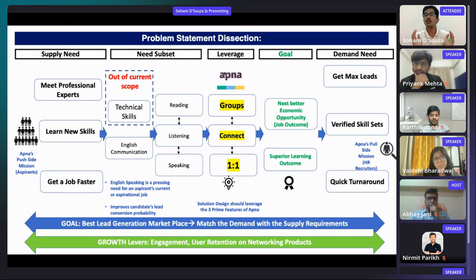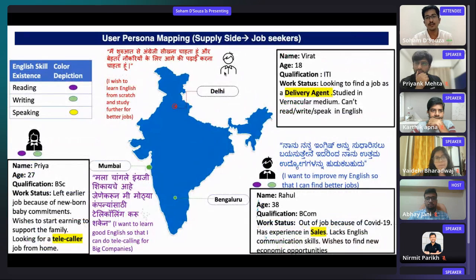So it gave me a good insight that I do not have to build a Duolingo-like application. That's not what Apna is. I do not want to build a Cake-like application either. And these were my end goals, with the growth levers being engagement and retention. These are certain archetypes I mapped, and I'm not just talking from thin air.